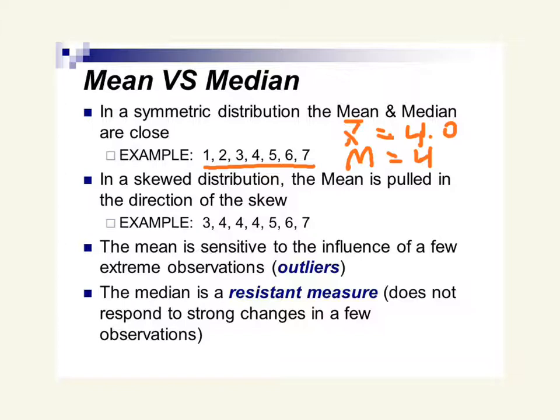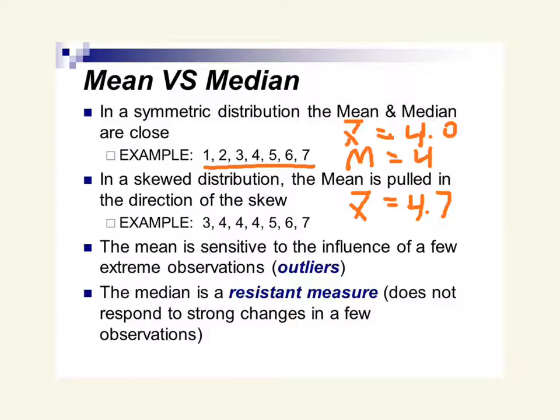Now, in the second example that we have on here, this would be representing a skewed distribution if we were to graph this out, right? The median is still that number 4, but if you calculate the mean in this case, the mean of this set of data would be 4.7. And that's because this data is being skewed to the higher side, right?